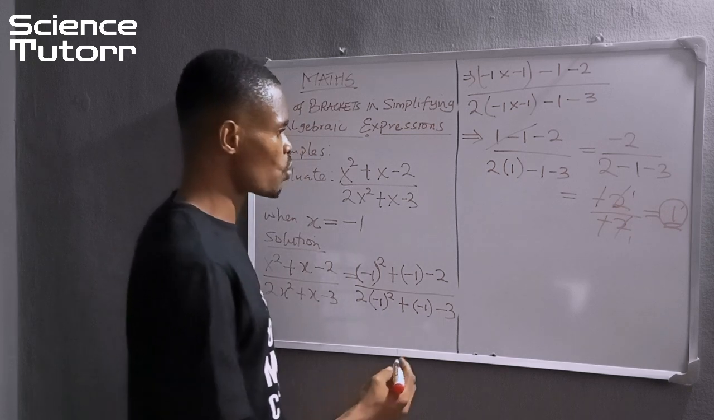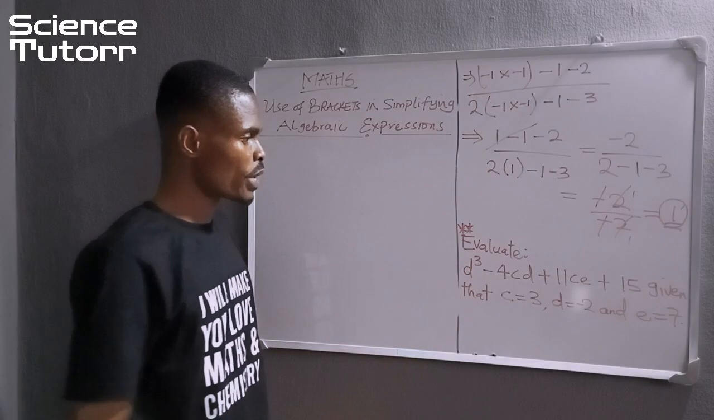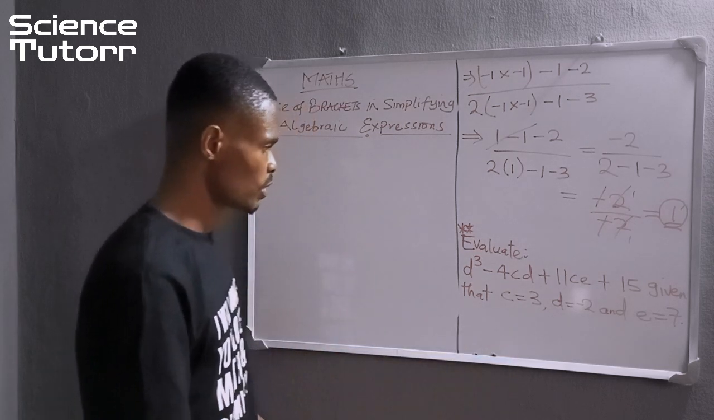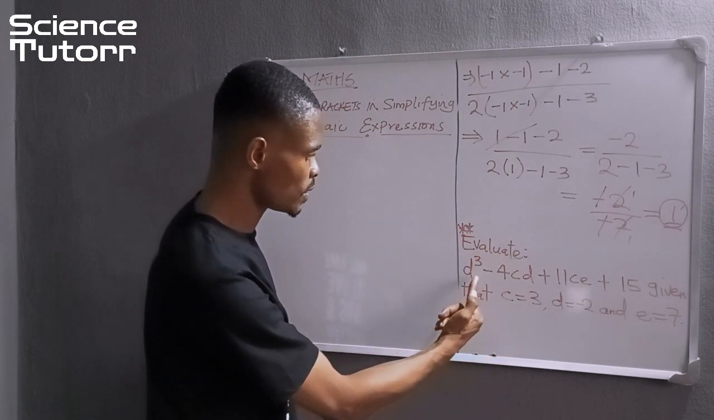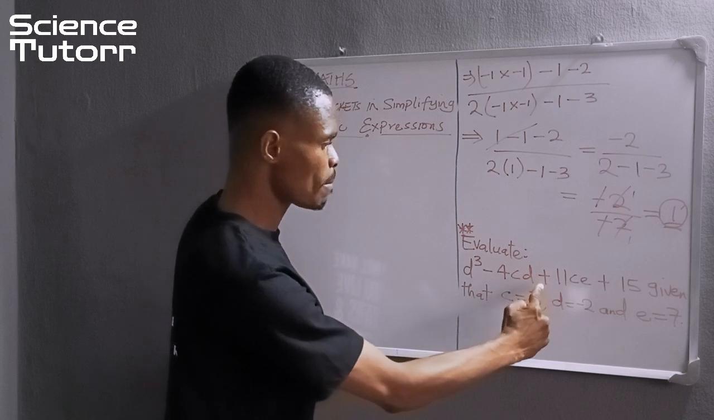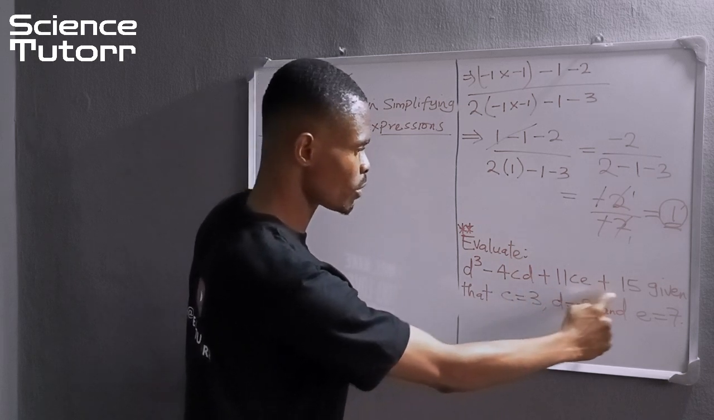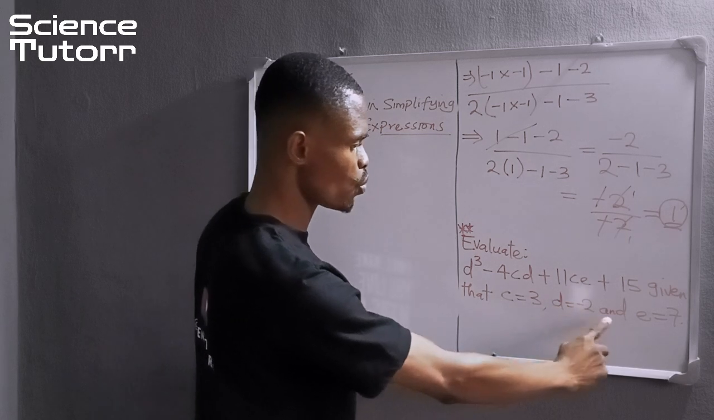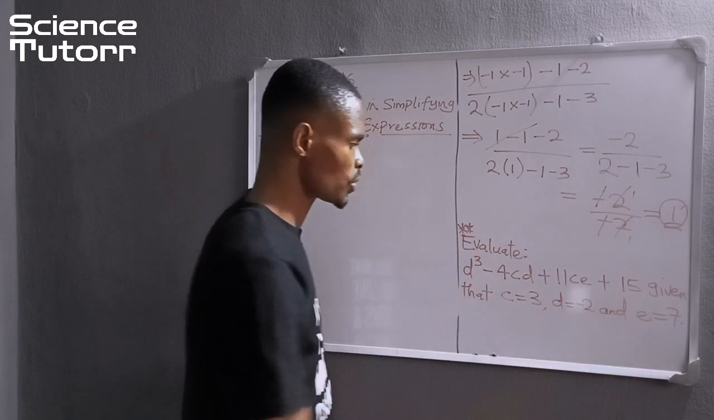On to the second question. We have a second question on the board which we want to simplify. The question says we should evaluate d cubed minus 4cd plus 11ce plus 15, and we are given that c is 3, d is minus 2, and e equals 7.